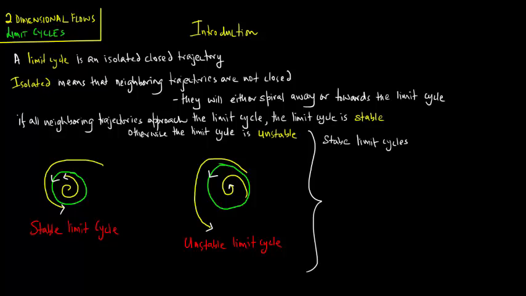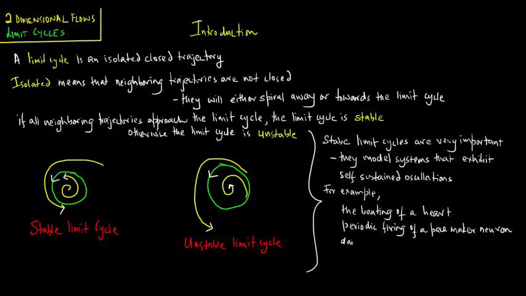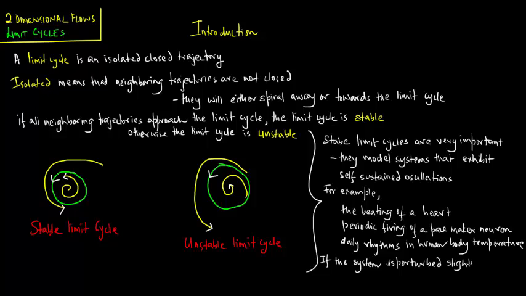Stable limit cycles are very important scientifically. They model systems that exhibit self-sustained oscillations. For example, the beating of a heart, the periodic firing of a pacemaker neuron, or the daily rhythms in human body temperature. In essence, if the system is perturbed slightly, it always returns to the standard cycle.